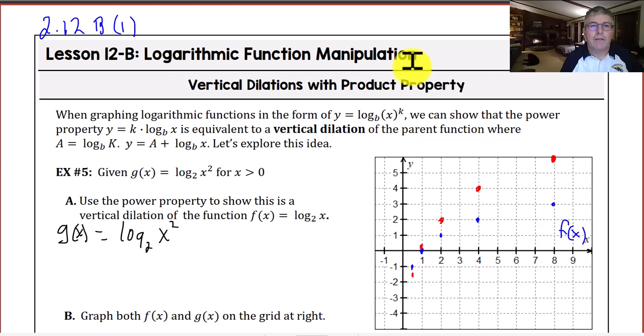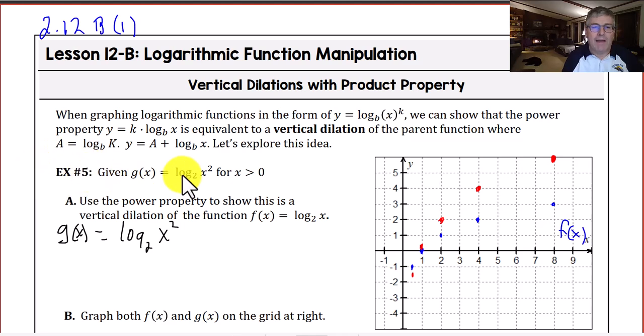Welcome back. The objectives of this video are to continue our studies of logarithmic function manipulation by showing you examples of a vertical dilation with the product property, and we'll also do a vertical dilation using the change of base. When graphing a logarithmic function, we can show that the power property is equivalent to a vertical dilation of the parent function. So let's take a look at this idea.